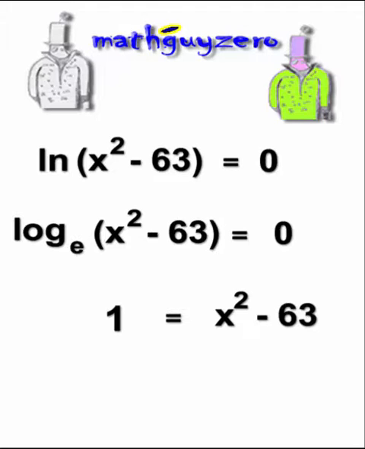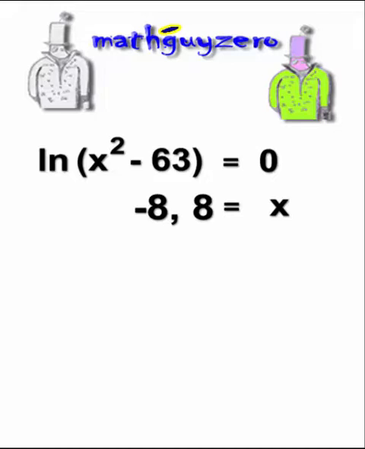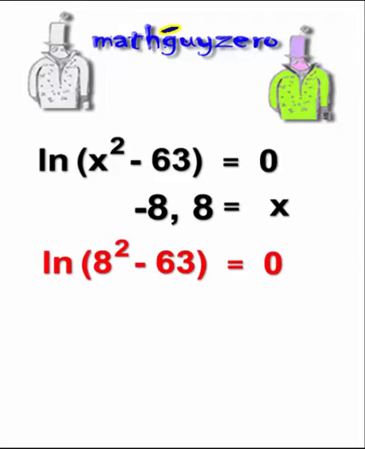Now it looks like we just got a real basic algebra problem. We're going to add 63 to both sides. So we're going to take the square root of both sides, and we're going to get x has to be 8 or negative 8. But we're going to double check that as well. Let's plug that back into the formula. Right, 8 squared, 64 minus 63 is 1.